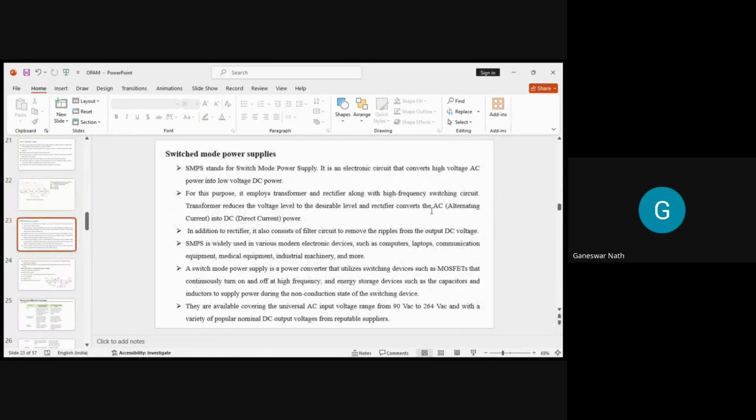Now, switching mode power supply is also written here, and you can read all the things yourself. This part covers some of the basic operations, how to convert, and how it can be changed to ideal. That is actually written here.